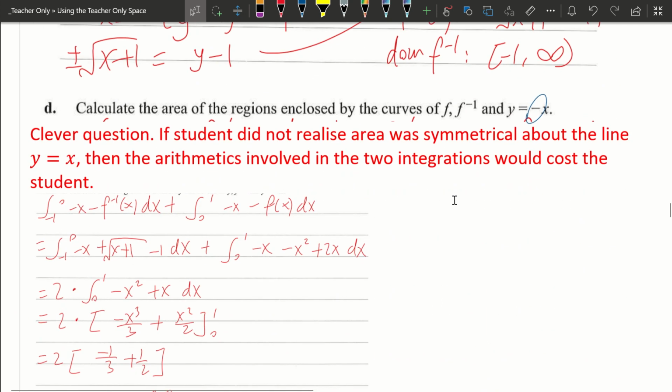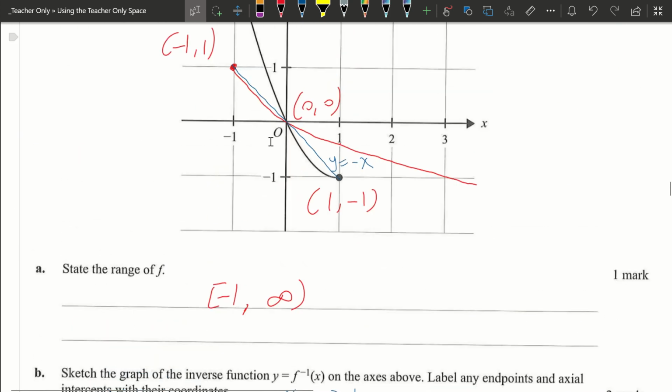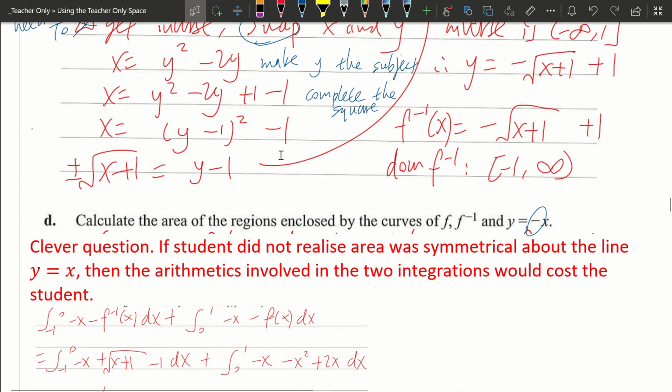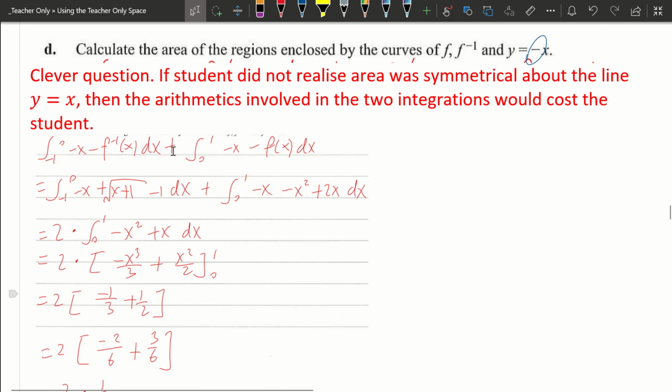So realizing that, the first thing I wrote is to treat the two areas separately. So from negative 1 to 0, so that's the x values, right? From negative 1 to 0. I need to treat them differently because they are bounded by different curves. So this is the blue and red, but then this is the blue and black. So I need to treat them differently because they involve different functions. Like this, negative x minus inverse, and then between x equals 0 and x equals 1, negative x minus f.